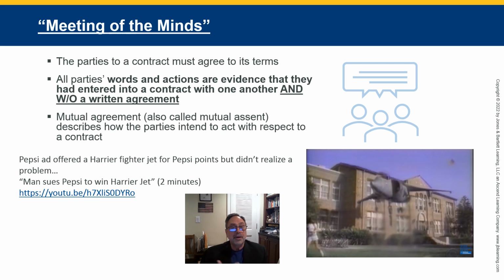This was an offer that was put out there, as an ad. Wasn't mailed and it wasn't emailed, but it was offered through television, and the court ruled that this is a valid transaction or offer.